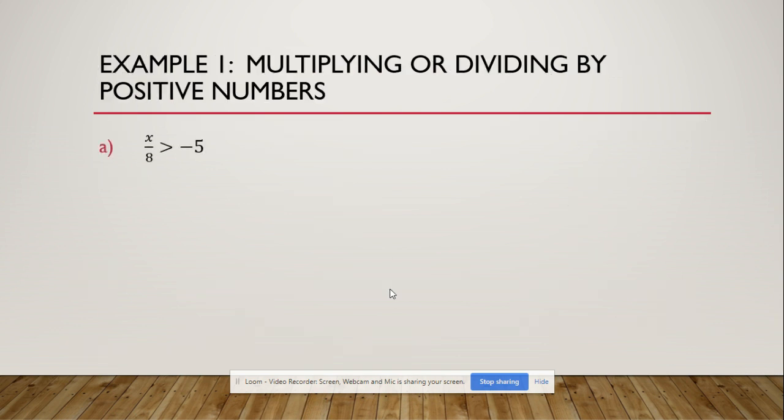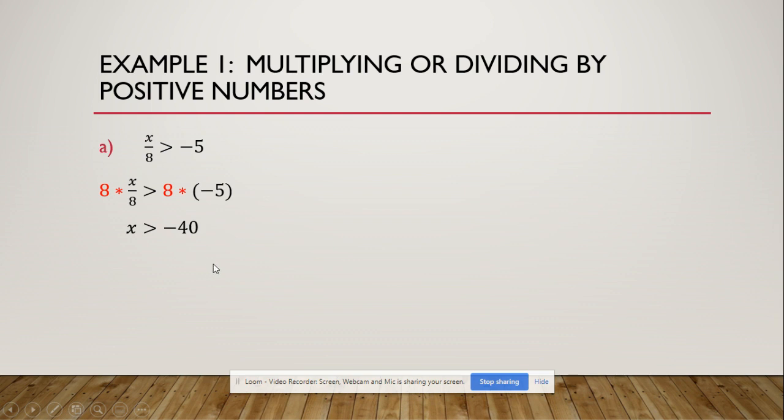Now, here's how we use this property. If we are dividing by 8, we can go ahead and multiply both sides by 8. Because this is a positive 8, everything is going to stay the same. So 8 times x over 8 leaves just x, and 8 times -5 is -40, and x is still just going to be greater than -40. The left side is still greater than the right side.